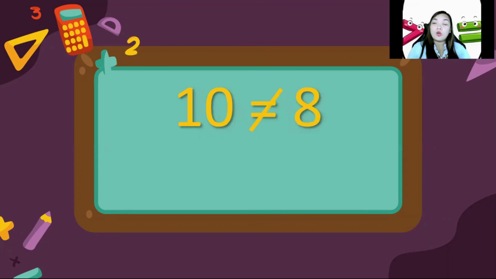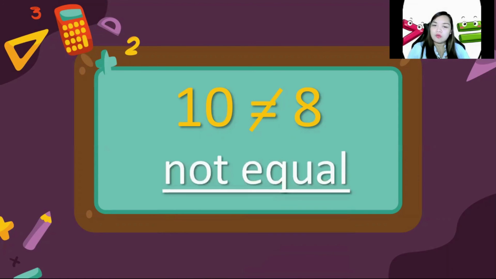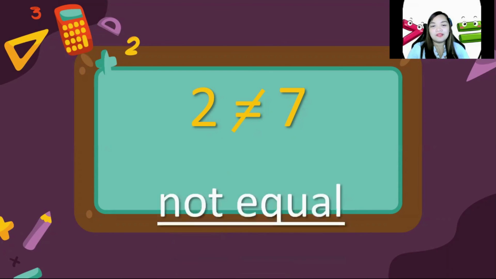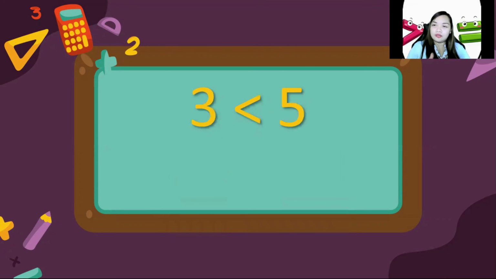Next one. Oh, look at this sign. Is it equal or not equal? It is not equal. Next one. Oh, look at the symbol. Is it equal or not equal? It's not equal. How about this one?